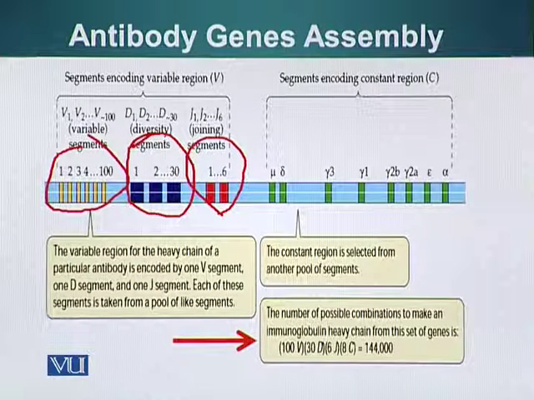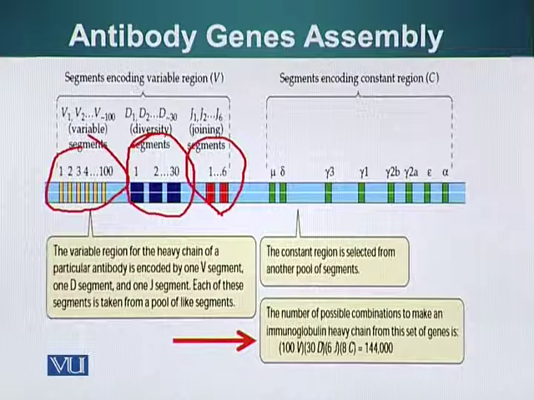In V we have 100 segments. In the D pool we have 30 segments. In the J pool we have 6 segments. One segment out of these 3 pools will be picked at random, and it will be joined with the constant region. So how do we calculate the different possible number of combinations that we can have?